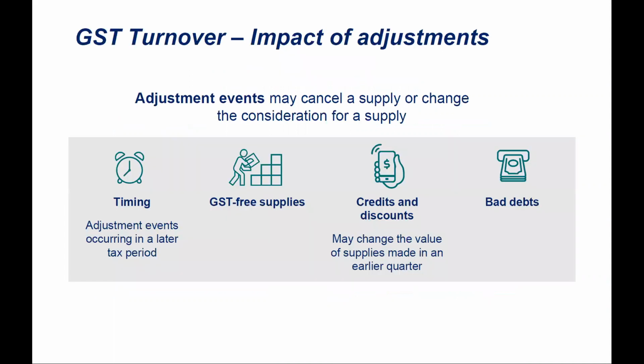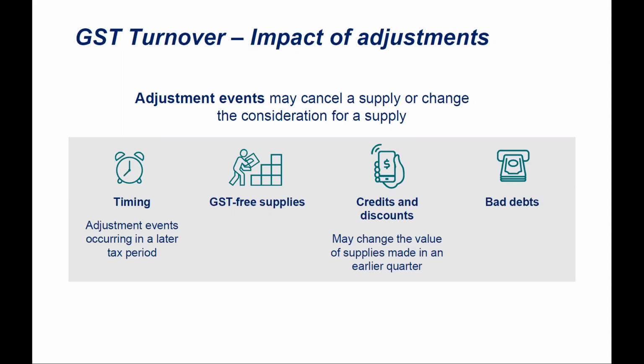Another issue that we found was relevant is the impact of adjustments. Adjustments to supplies have risen in importance in recent times, as many businesses are seeing a decline in collections due to difficulties that customers experienced caused by the impact of COVID. We're finding a lot of businesses are therefore offering discounts to customers for goods and services already supplied. The relevance of this is that an adjustment event can cancel or change the consideration received for a supply. For example, something like a discount will affect the value of the supply made.